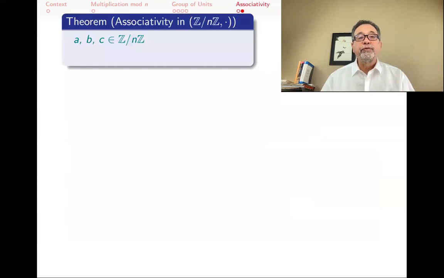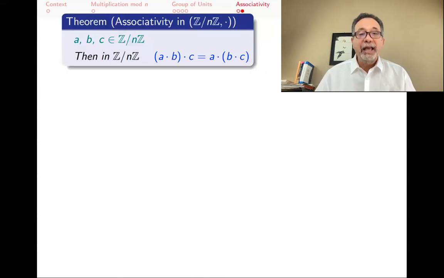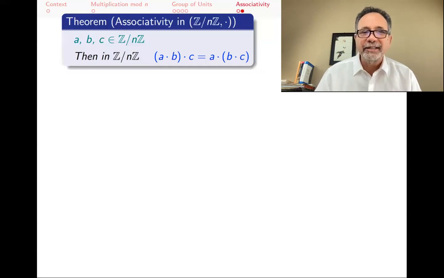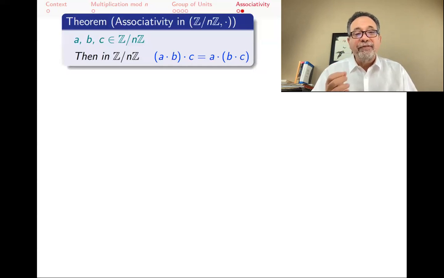Now I'm ready to prove associativity in integers mod n when we use multiplication. This works for any elements of Z mod nZ. So if a, b, and c are elements of Z mod nZ, then in Z mod nZ, ab times c is a times bc. I said in Z mod nZ because you might forget that these have their own product. You might think that I'm talking about multiplying numbers, and multiplying numbers, we know they are associative, but this is in Z mod nZ. So what does this say? This says find ab, but find the remainder when divided by n. Then multiply by c, and then find the remainder when divided by n.